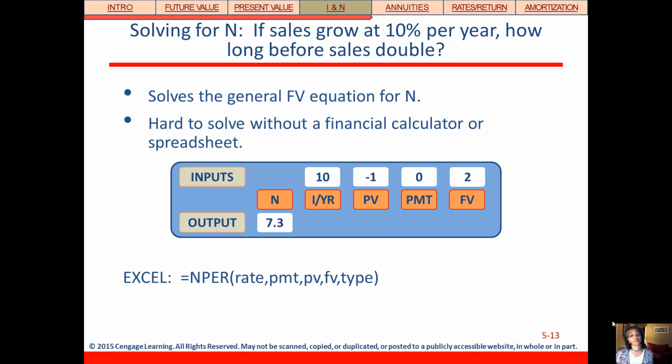And so that's exactly what you see here. We are solving for N, interest rate is 10, present value is negative 1. I want to know how long until it doubles, so future value is positive 2 and there still are no payments. When I compute N, I get 7.3.